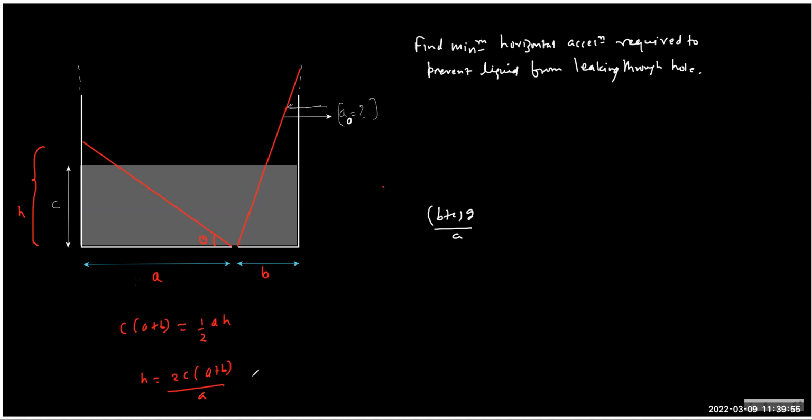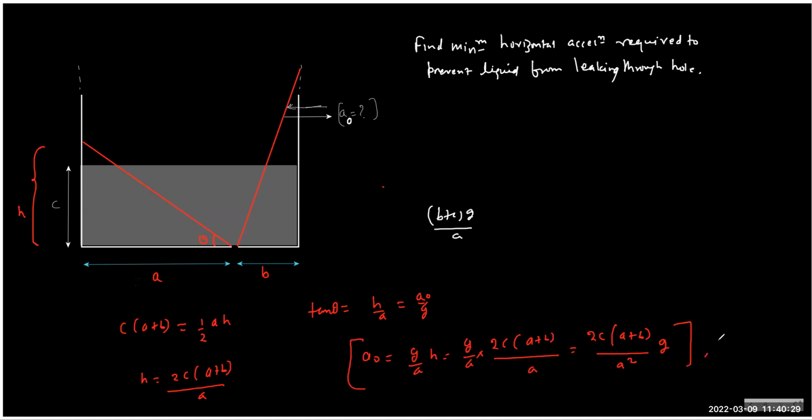So we got the H value from conservation, and now we know tan theta is how much? H by A, and this is equal to a by g. That's it. a not by g, because of confusing A. So a not turns out to be g by A into H, which is g by A into 2C(A plus B) upon A. Okay, so the answer is not the same. 2C(A plus B) upon A square into g. That's the answer. Clear?